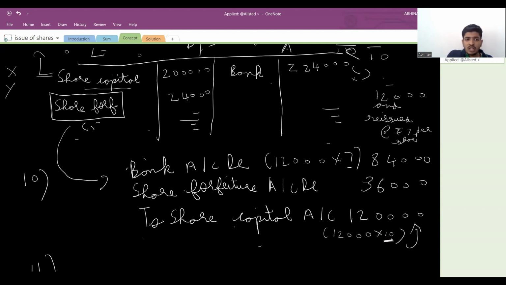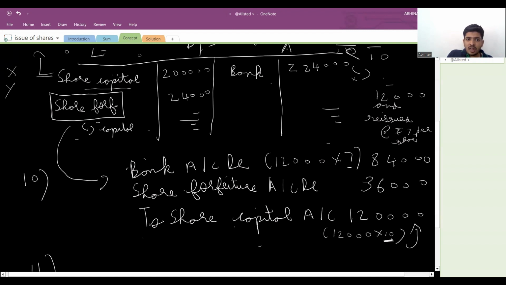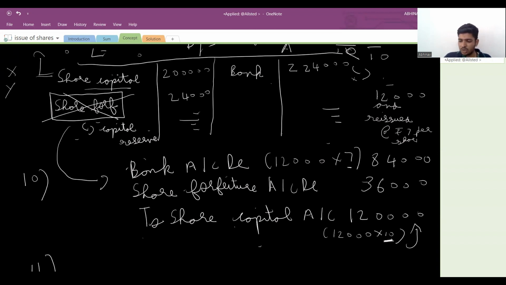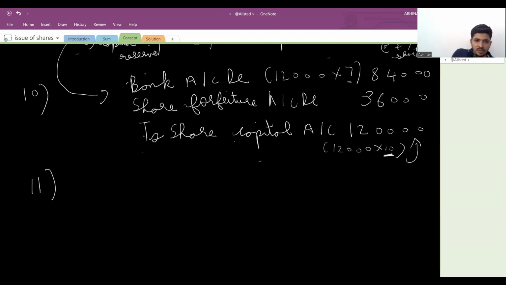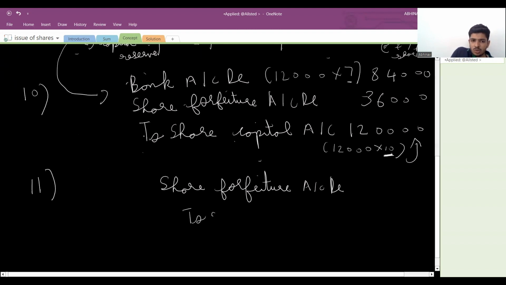So what do they actually do? They transfer this forfeiture to a more permanent name, Capital Reserve. The share forfeiture account is cancelled and that gets transferred to Capital Reserve account. And now this 24,000 gets transferred to Capital Reserve account. Now still the balance sheet tallies, but the name changes from share forfeiture to Capital Reserve. So what is the entry for that? Share forfeiture account debited to share capital account 24,000. Done.